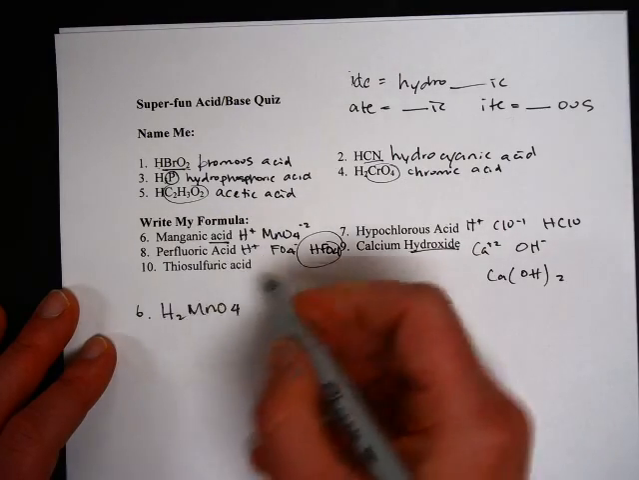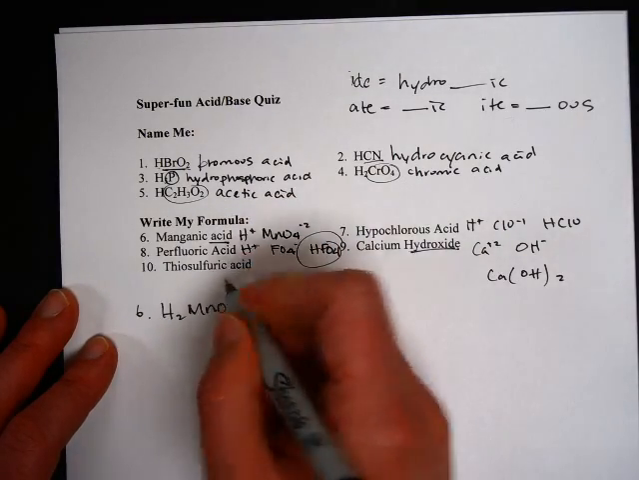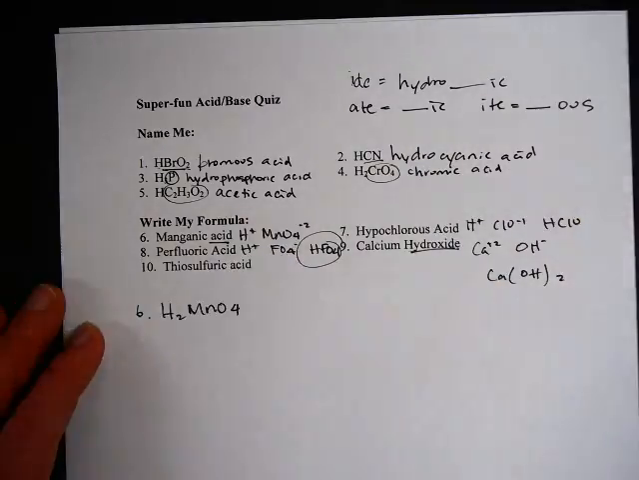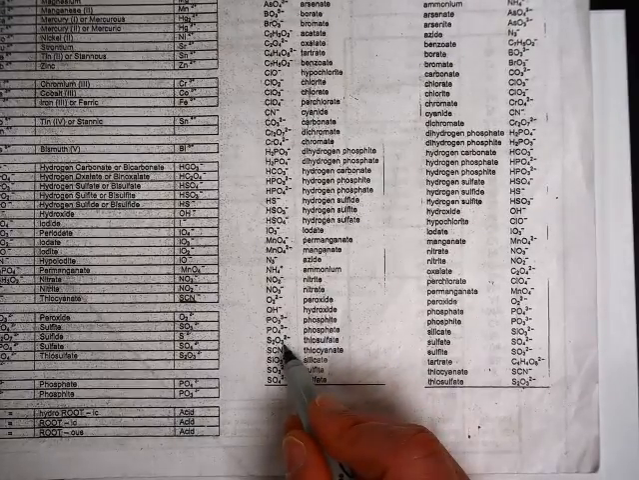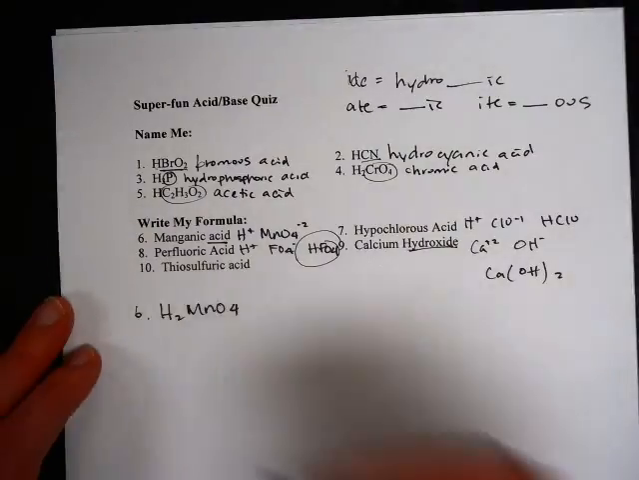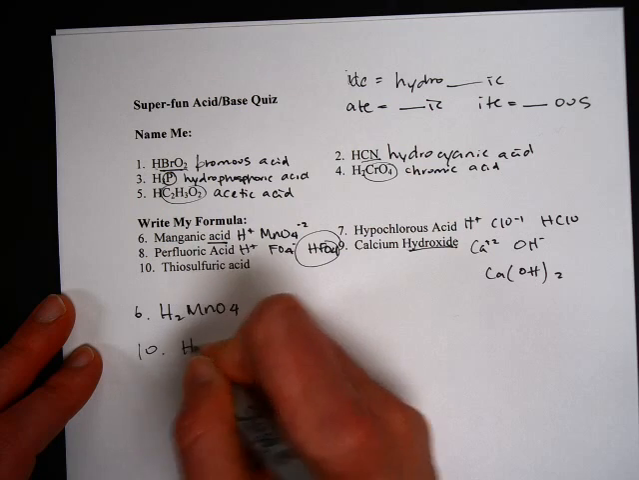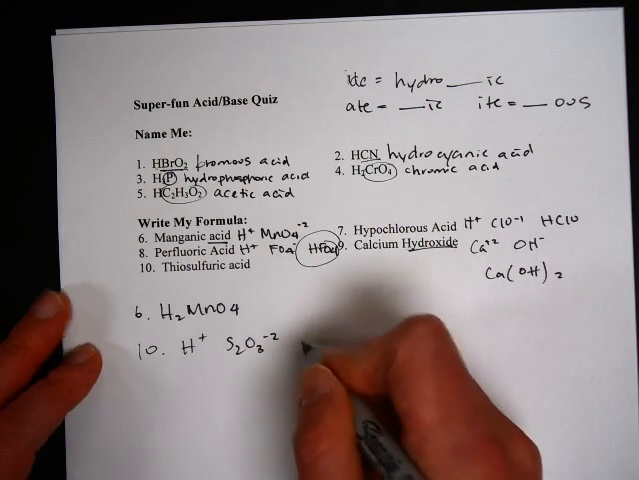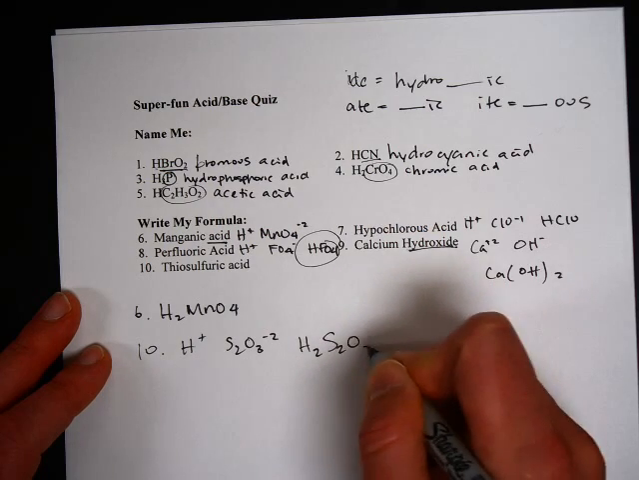And finally, for thiosulfuric acid, you're looking for thiosulfate, again, because if it ends in IC, you should work backwards to ATE. So thiosulfate is right here. It's S2O3. It's got a -2 charge. So you take that for number 10, H plus S2O3 -2, crisscross them and get H2S2O3.